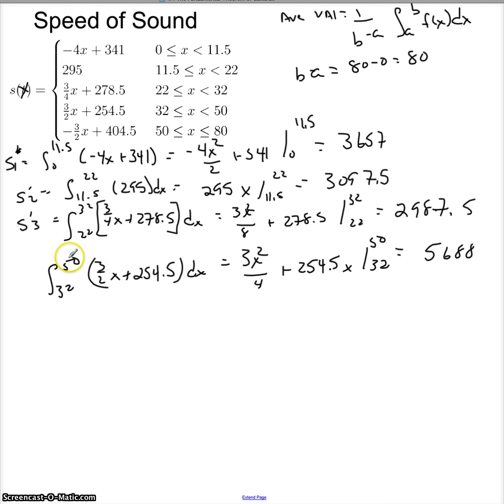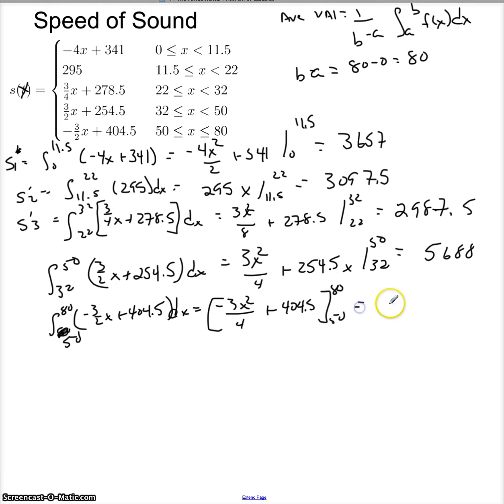And the final integral. Now none of these are hard, they're just kind of iterative. Integral from 50 to 80. Got my things backwards. Of negative 3 halves x plus 404.5 dx. So this is negative 3x squared divided by 4 plus 404.5x, and this is all evaluated at 50 and 80. And this gives me 9,210.